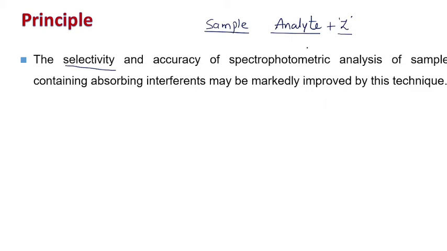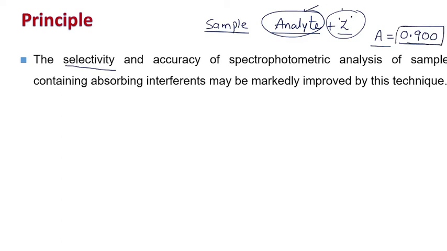The absorbance I get on the instrument as capital A is not only because of the analyte, but also because of the irrelevant substances, the interference or the impurities. So I am getting a summative or additive absorbance. Let's say I am getting an absorbance of 0.900. This absorbance is not only because of the analyte, but also because of the Z. If you take this absorbance and calculate the percentage purity, that percentage purity is not accurate. We refer to it as inaccurate.